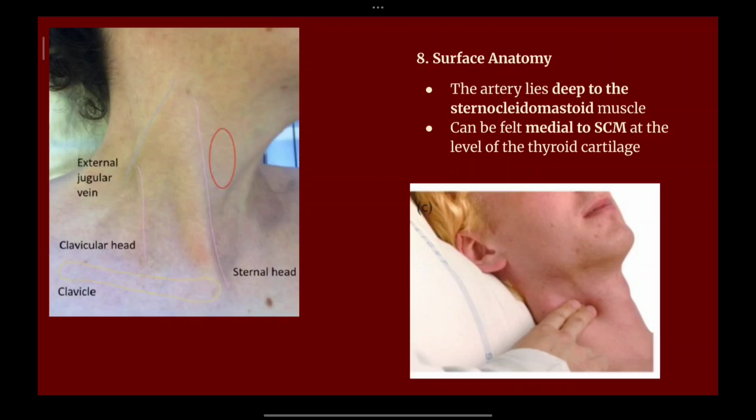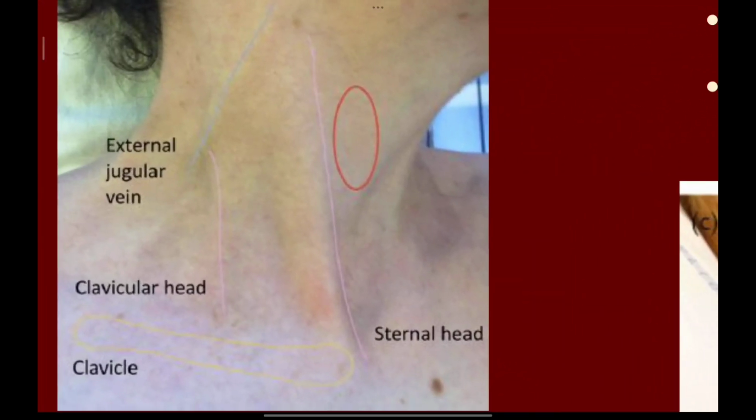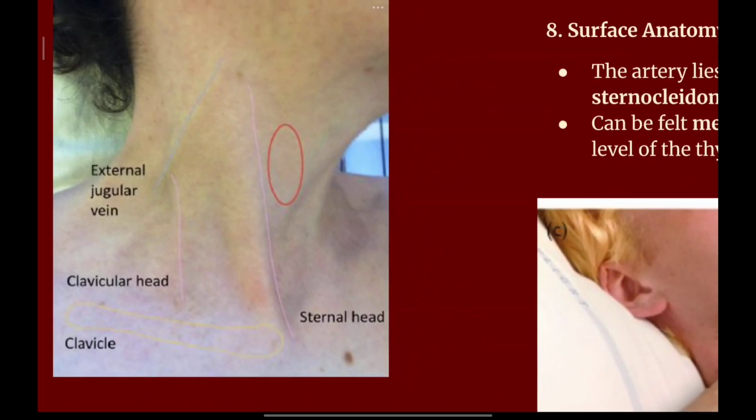So, surface anatomy. How are you going to palpate a carotid artery? This is how it is shown. The artery lies deep to the sternocleidomastoid muscle. So you can feel it medially at the sternocleidomastoid muscle at the level of the carotid artery. You can see the image. There are lines showing the different arteries, veins, and the surface anatomy. You can see the clavicle, the collarbone, the sternal head. At this region, there is a red circle that you see, that is the region where you can feel the carotid pulse.